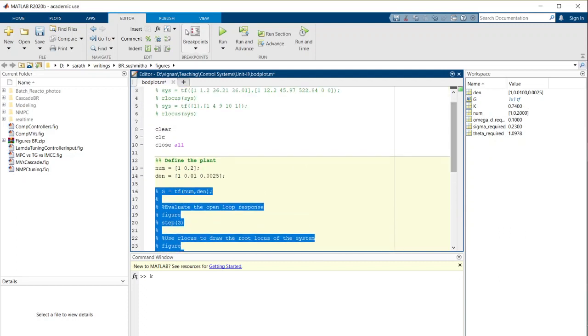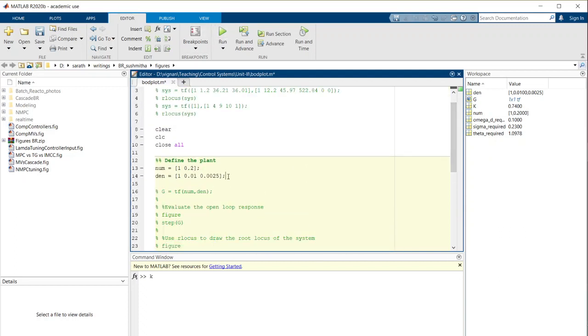So initially, I'll give a g of s. You need to define the numerator, denominator, and write the transfer function g equal to tf of num by den. That gives the transfer function, right? MATLAB is a bit slow. Hold on. Yeah, see, you can see the transfer function here.